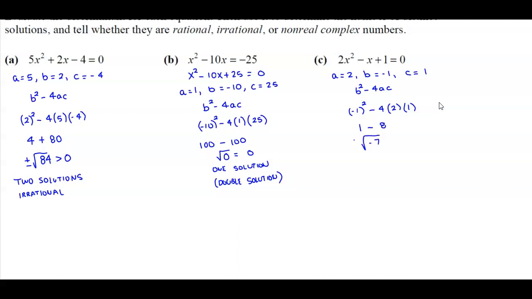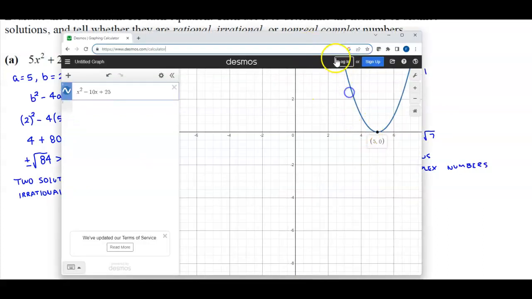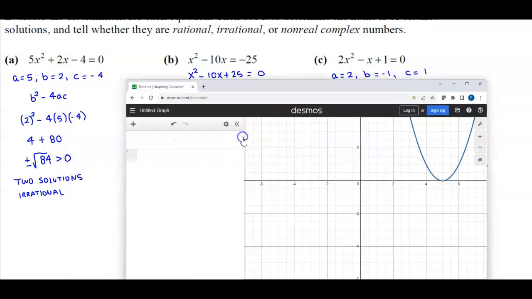So that means that we're going to have 2 solutions, plus or minus, that has an imaginary number. So we're going to have 2 solutions, but since we get an imaginary number, they're going to be non-real complex numbers. Okay, and then to verify that, we're going to go ahead and plug in our equation on our calculator, Desmos.